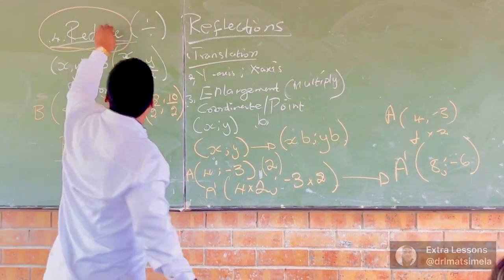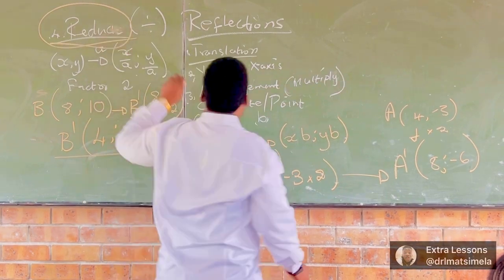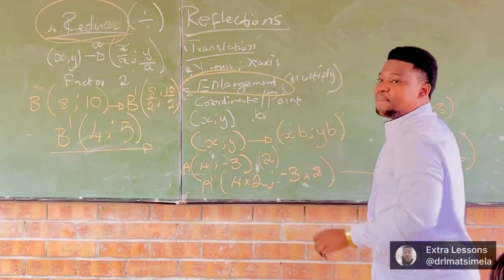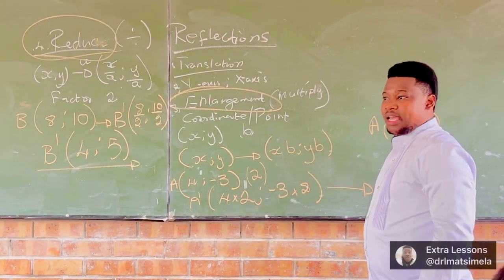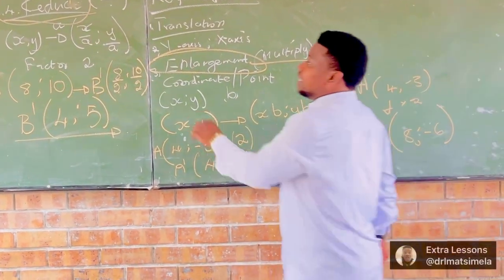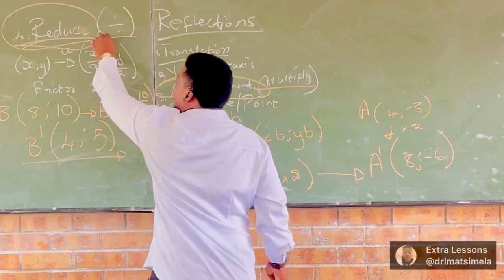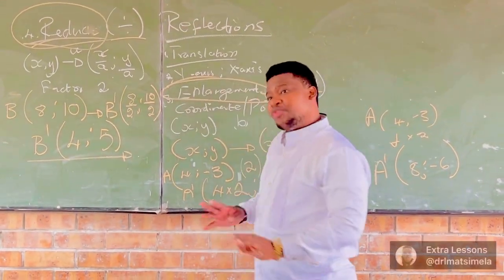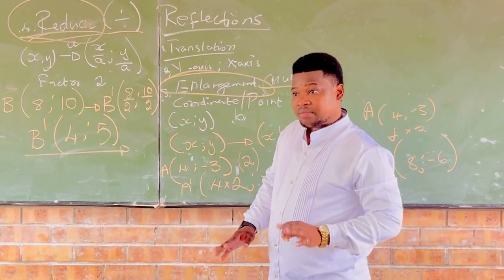Now don't forget, the key word in your statement will be reduce, or reduction. And the other key word in your statement will be enlargement. When they say enlarge, think about multiply. When they say reducing or reduced, think about divide. Don't confuse the two. Are we clear? Good.